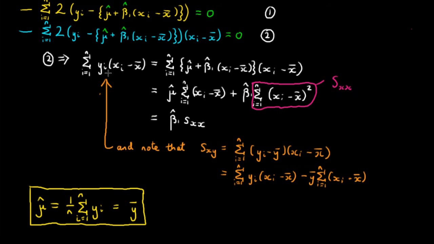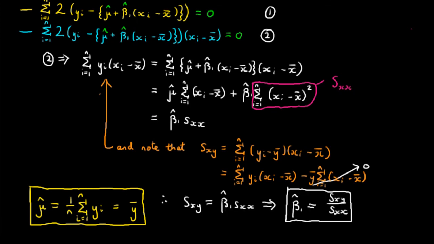So we've got SXY equals beta 1 hat SXX. That's great. So that's what we just said. SXY is beta 1 hat SXX. We rearrange that to get beta 1 hat, and it's just that beta 1 hat is in fact equal to SXY over SXX. So now we found beta 1 hat, we found mu hat.